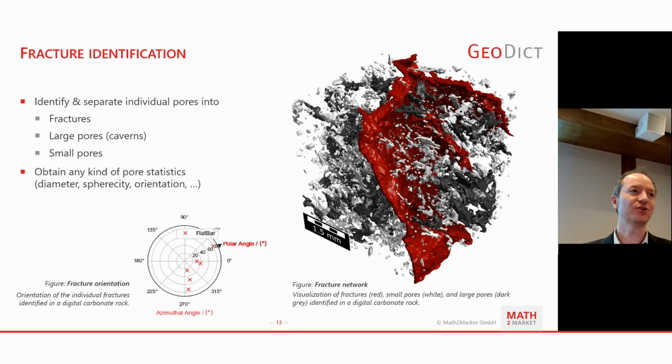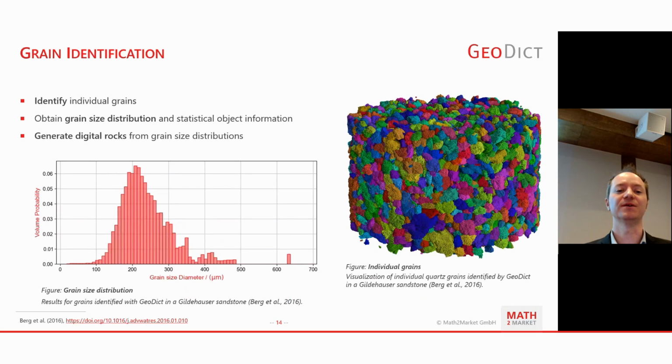So we already had to talk about fracture identification earlier today by Arne. So this is something we have on board in GeoDict. We also have grain identification, which separates the individual grains in your rock structure so that you get a grain size distribution out of it. As you can see here, having such a grain size distribution, as mentioned earlier, you can also just generate a 3D image based on that. Choose a porosity, generate a 3D image, which is basically a digital twin of what you had. So this works already on board.